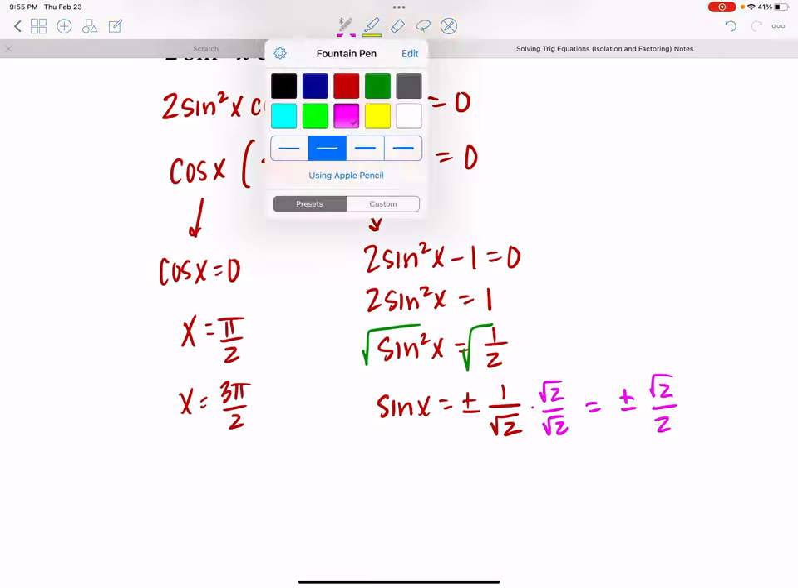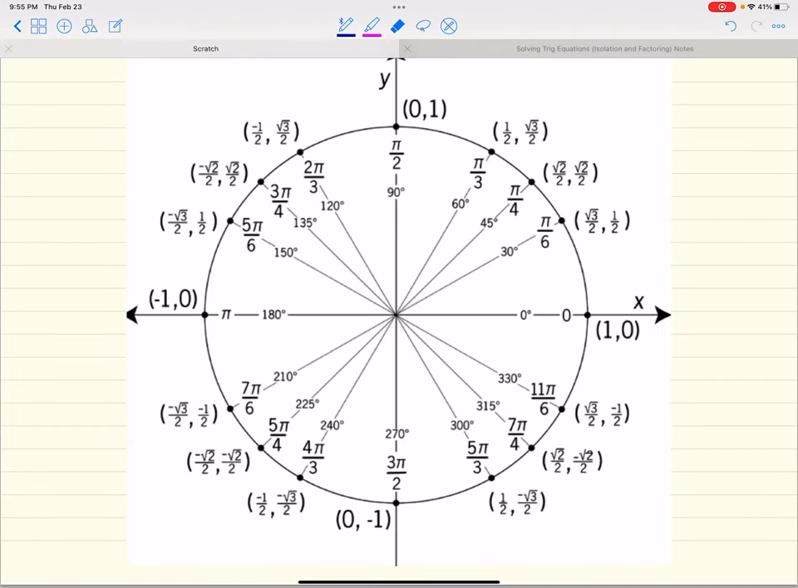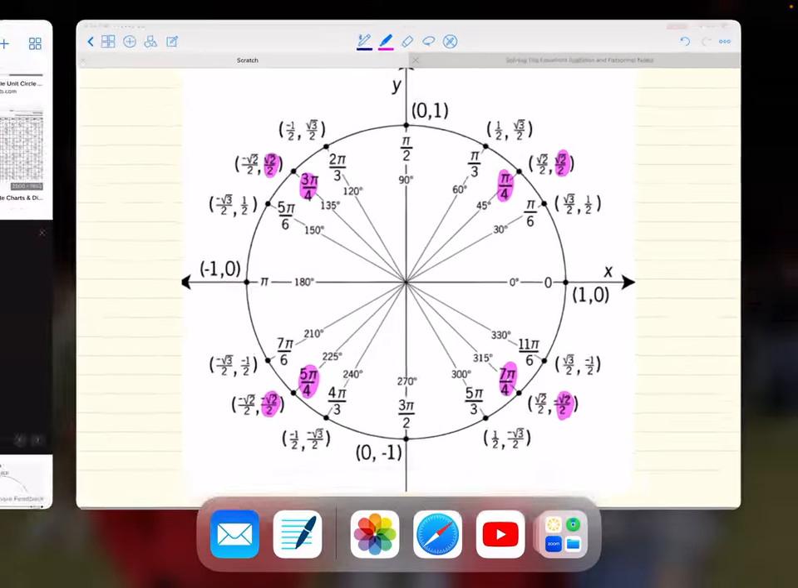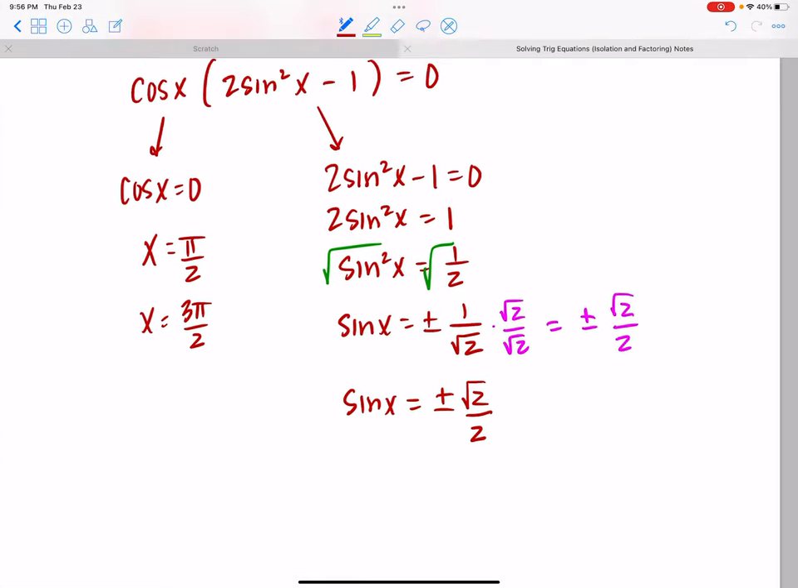So that means that the sine of our angle could equal a positive or a negative radical 2 over 2. So to the unit circle, where is our sine equal to a positive or negative radical 2 over 2? In radians. So we have radical 2 over 2 here, we have radical 2 over 2 here, negative radical 2 over 2 here, and negative radical 2 over 2 here. So at pi over 4, 3 pi over 4, 5 pi over 4, and 7 pi over 4, those are all the angles in the 0 to 2 pi interval that I'm looking at, that one lap around the unit circle.